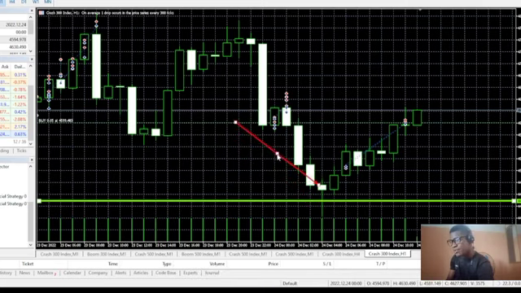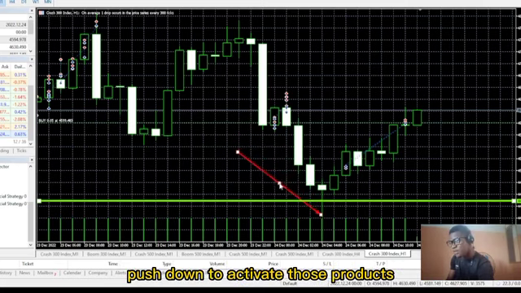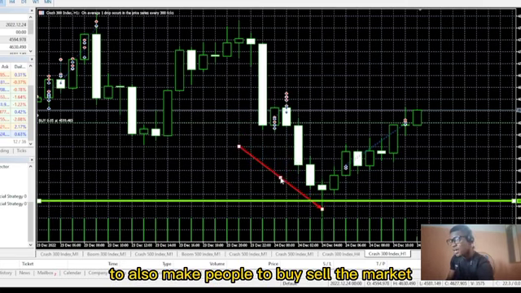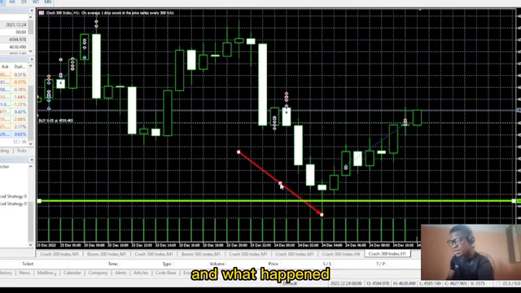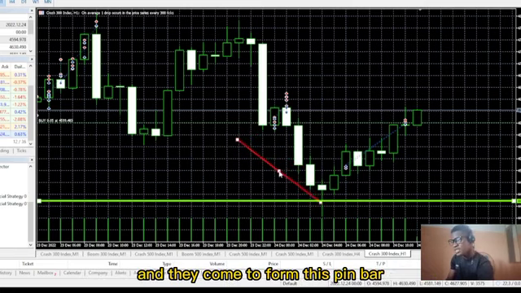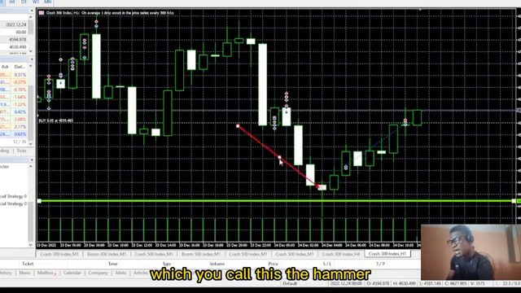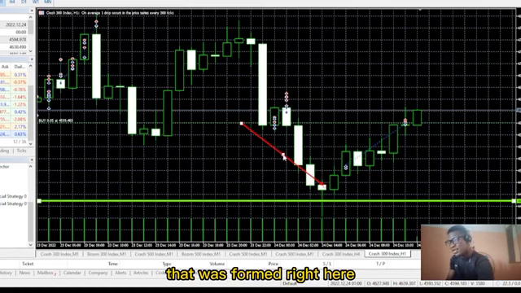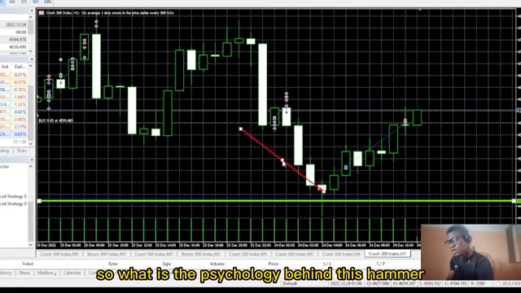But what happened here? Price pushed down to activate those orders, to take people's stop loss, and to also make people sell in the market. And what happened? The buyers came in with a high force, and they formed this pin bar, which you call a hammer. It formed right here. So what is the psychology behind this hammer?